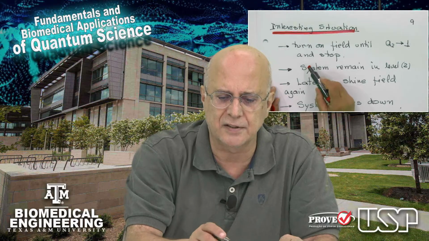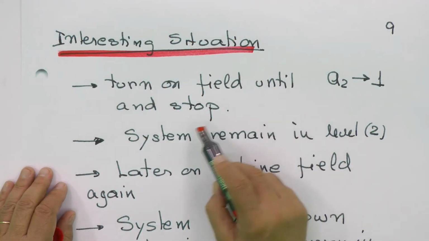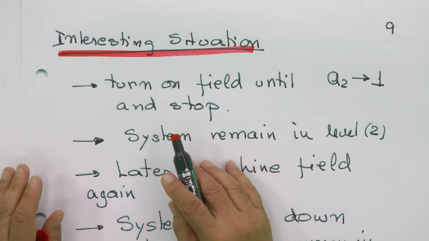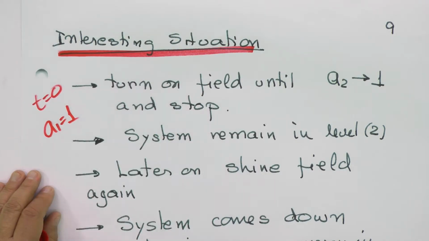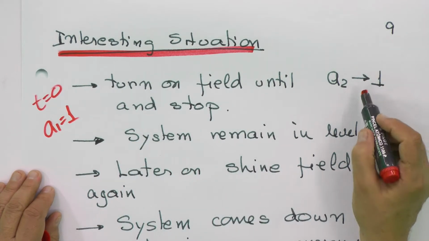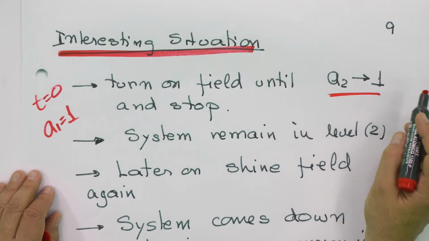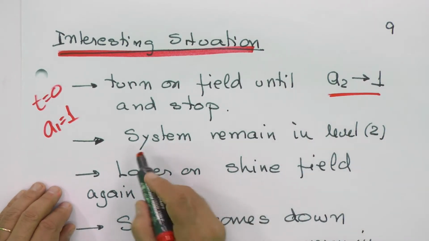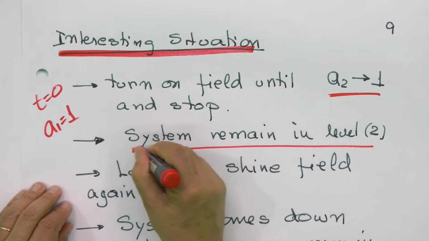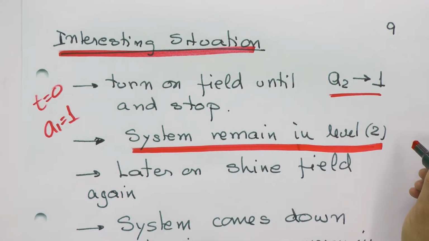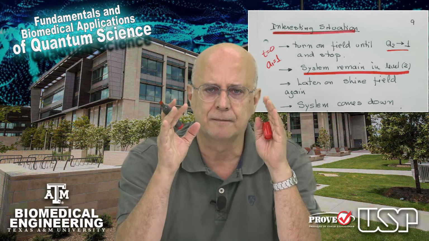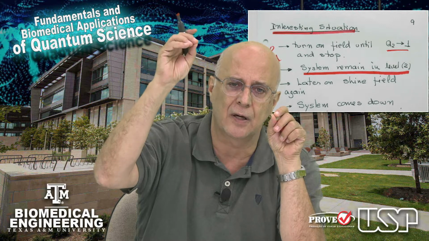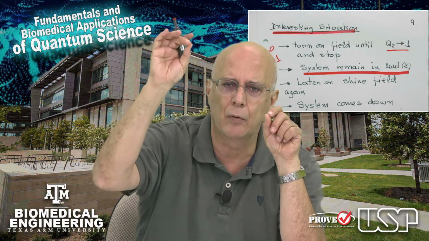Now, what is interesting is that we turn on the field. The system is in level 1, so at t equal to 0, we can say that A1 is equal to 1. And then we wait enough time for A2 to go to 1. And then we stop. If we stop, the system remains in level 2. We made what we call a transference from level 1 to level 2. Let's imagine that we turn on the electromagnetic field. We transfer the probability for the system to be in level 2. Means the system will be in level 2 now.